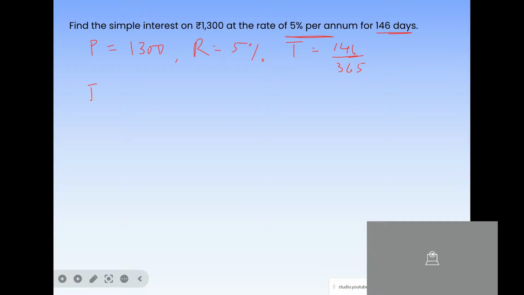So interest is equal to PRT, which is 1300 times 5, now 100 here and 365 here. Solve it as much as you can.